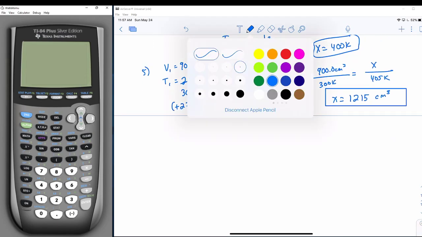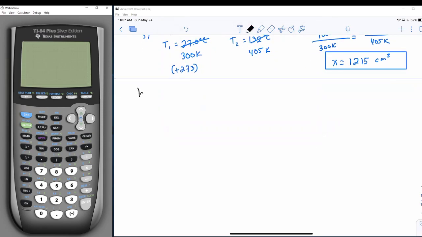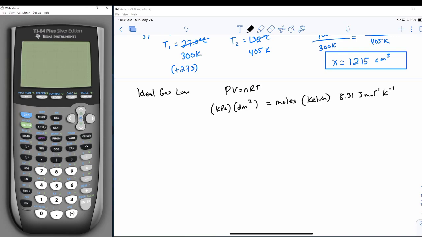Now, a couple of problems to go with the ideal gas law, where you're not changing conditions, you are just trying to figure out how much gas or what conditions are necessary to have that certain amount of gas. And the thing here is you have to have certain units for the ideal gas law. The ideal gas law is PV equals nRT. For us, this has to be in kPa, decimeters cubed, moles, Kelvin, and then 8.31 joules per mole per Kelvin for R.